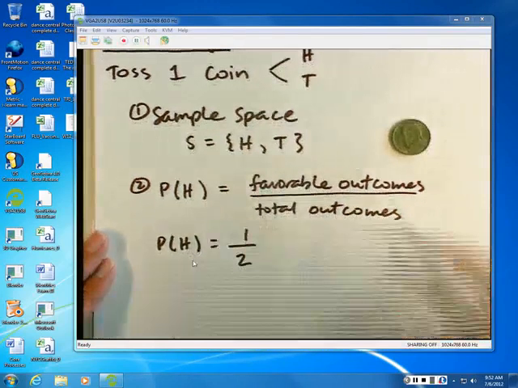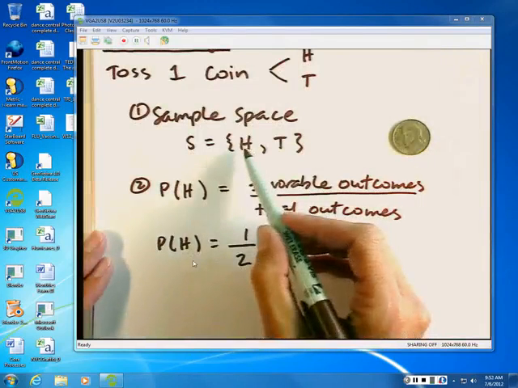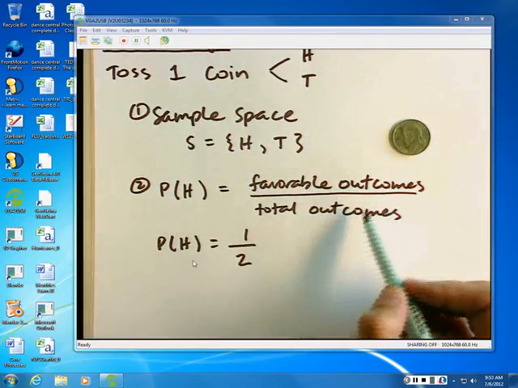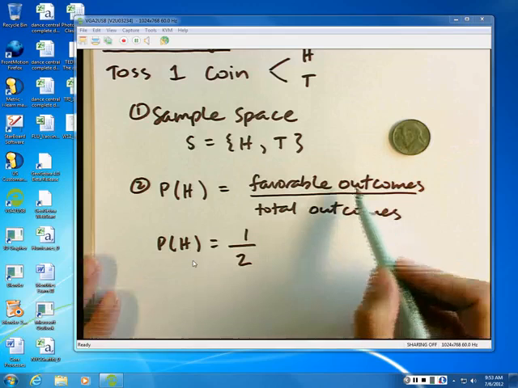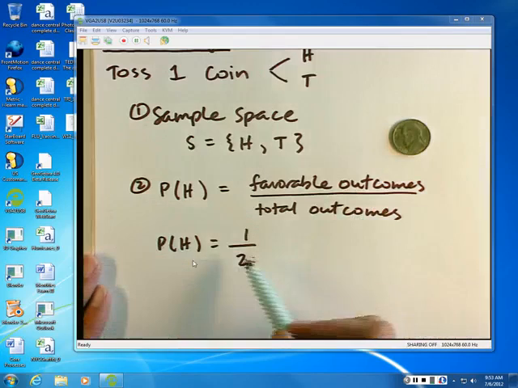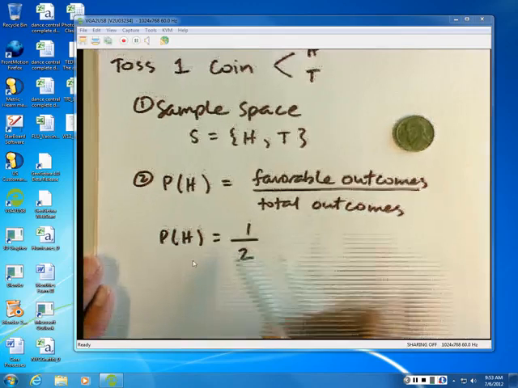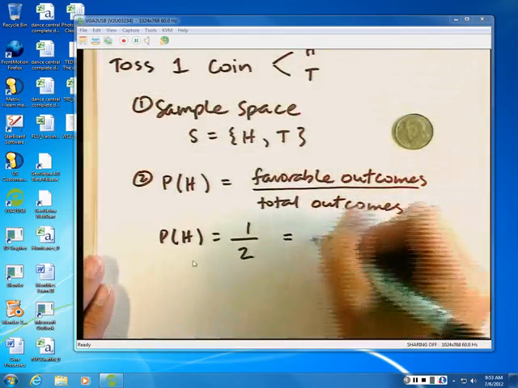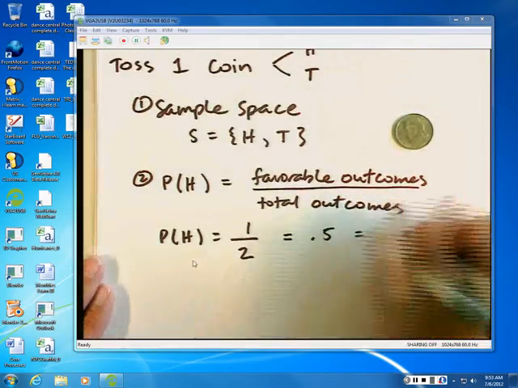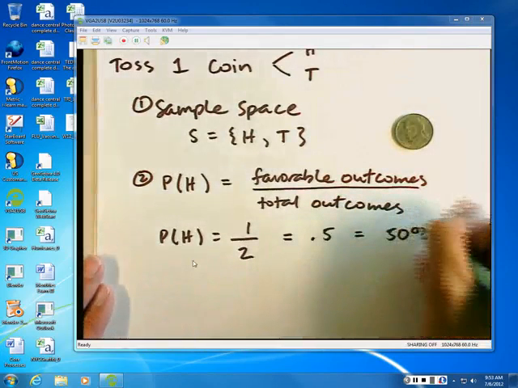Well, we've got some important things here. We've got the sample space. This is the theoretical probability formula. Really straightforward, though. Favorable out of total. And then I've got a probability. I have my probability represented as a fraction. You could represent this instead as a decimal. You could also represent this as a percentage, which would be 50%.